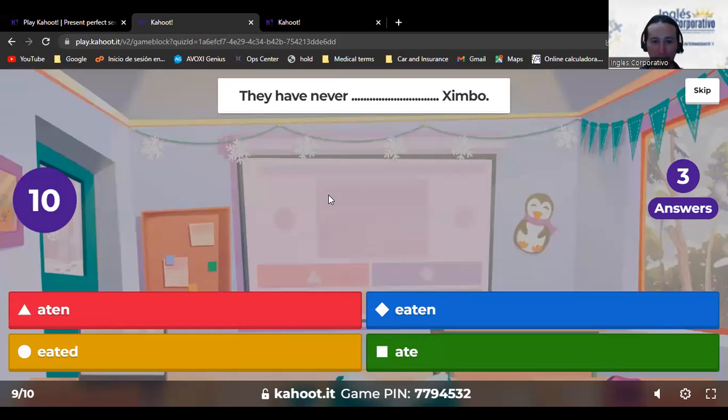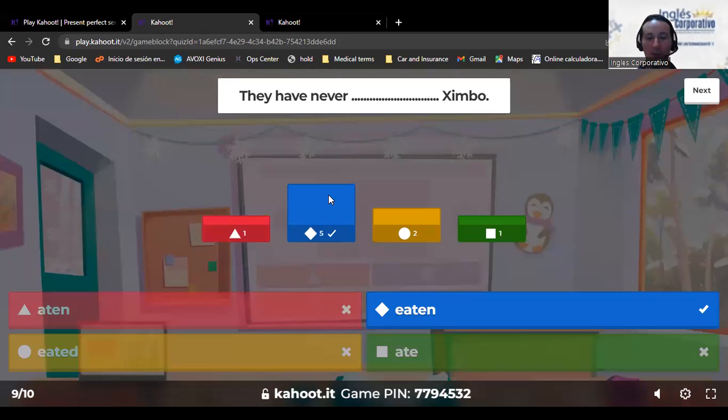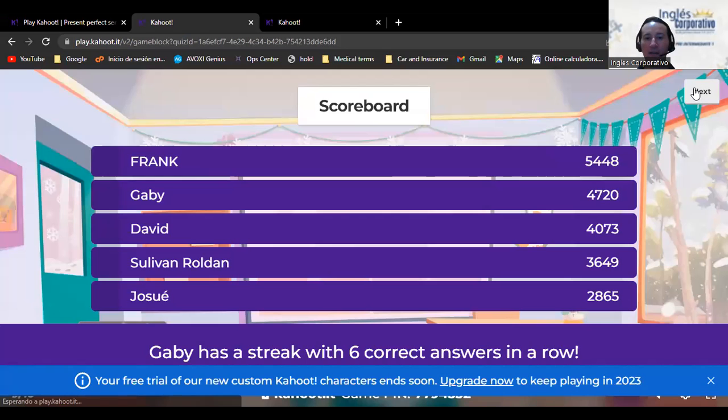Aquí todos se tratan de comer, ¿ok? Solamente tenemos que elegir el verbo correcto. There we go. Yes, eaten, ¿ok? That's the correct spelling, eaten. Because ate is in the simple past. And then eated, that does not exist. So eaten, they have never eaten, ¿ok?